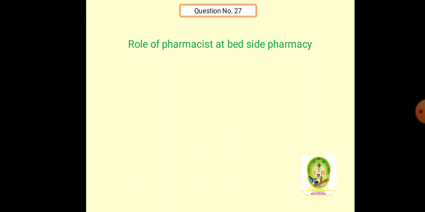Role of pharmacist at bedside pharmacy. Options are A. Ward visit, B. Interaction, C. Detailing, D. All. Right answer is A.